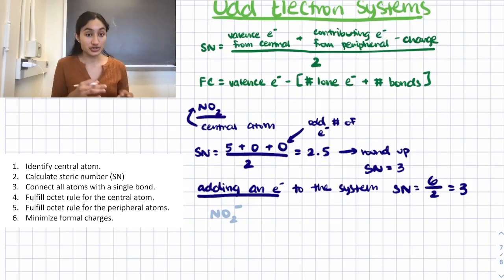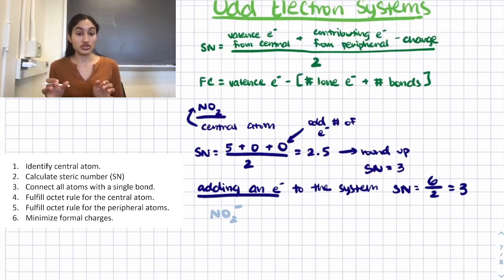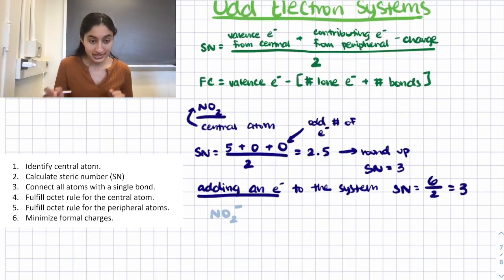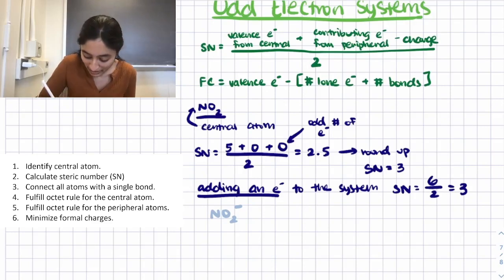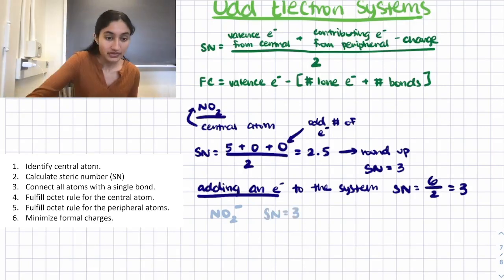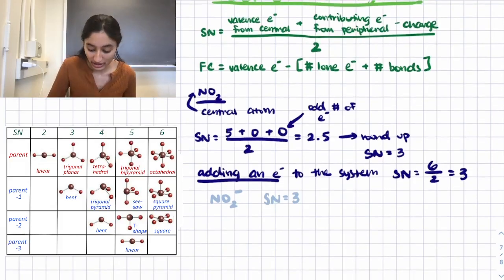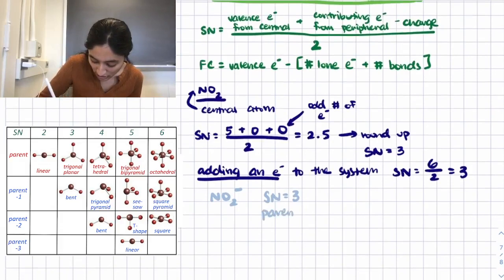Now we are going to continue with the rest of the steps for NO2 minus. And then at the end, we're going to remove the electron that we added. That's how we're going to get the correct Lewis structure. So let's continue from here. We have NO2 minus with a steric number of 3, and we have only 2 peripheral atoms. So that means that with an SN of 3, we're going to have the parent minus 1 structure, which is going to be bent.